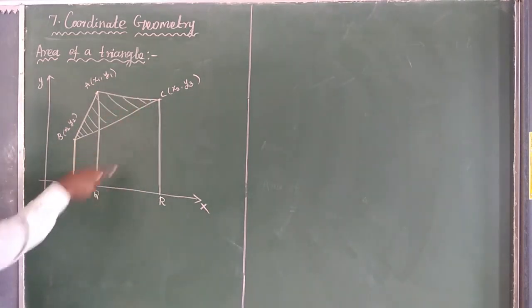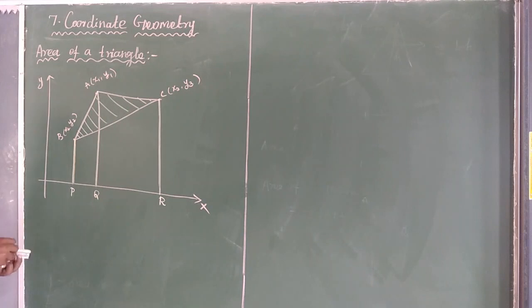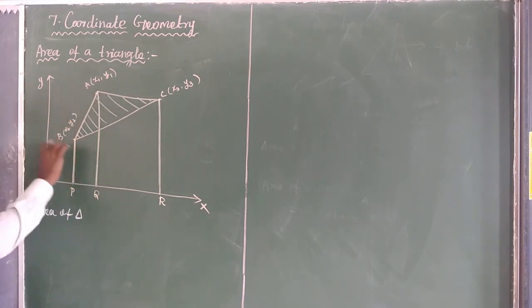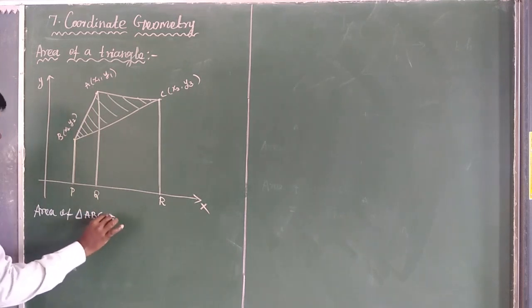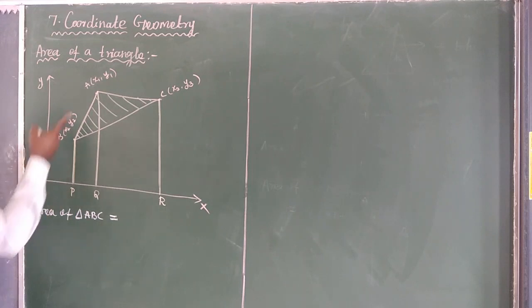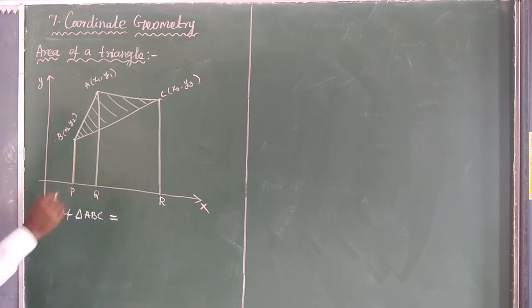But I draw the perpendicular line to the x axis. Here, just think about it, I need the area of the triangle A, B, C. Okay. Here, what are the shapes here? A, P, B, Q, one trapezium.